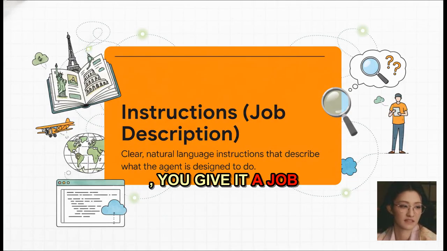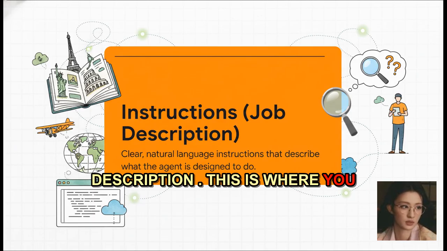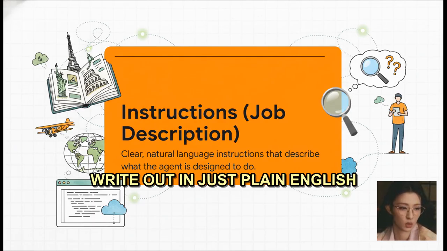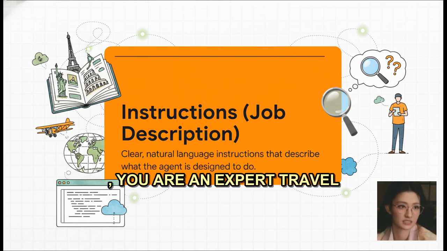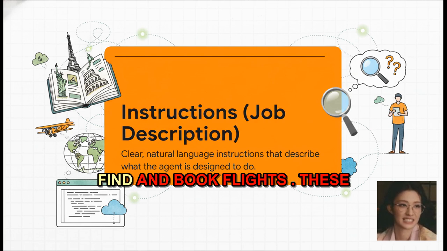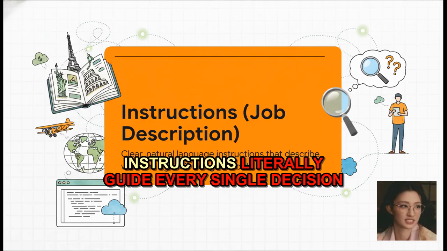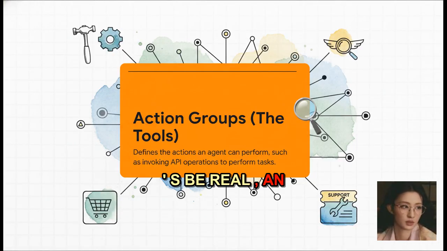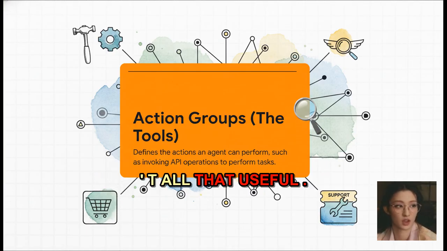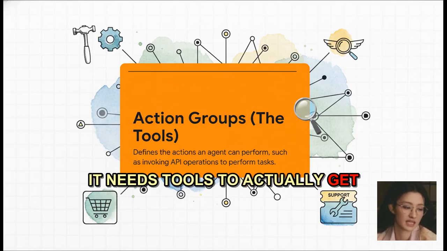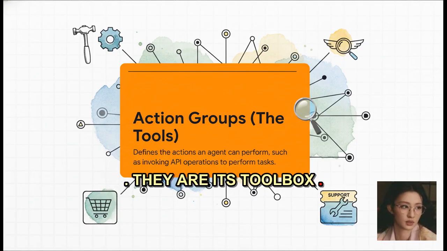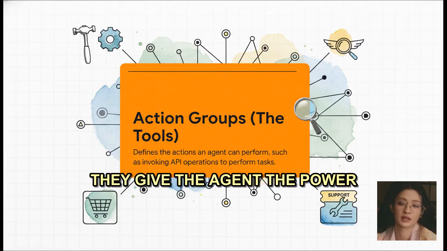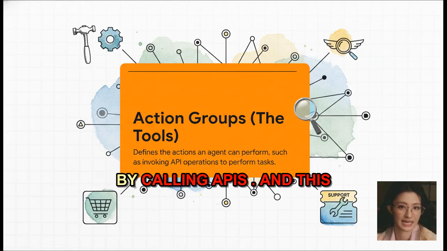Next up, you give it a job description. This is where you write out in just plain English what the agent's purpose is. Something like, hey, you are an expert travel agent, and you help users find and book flights. These instructions literally guide every single decision the agent makes. But let's be real, an agent that can only think isn't all that useful. It needs tools to actually get work done, and that's where action groups come in. They are its toolbox. They give the agent the power to interact with the outside world by calling APIs.